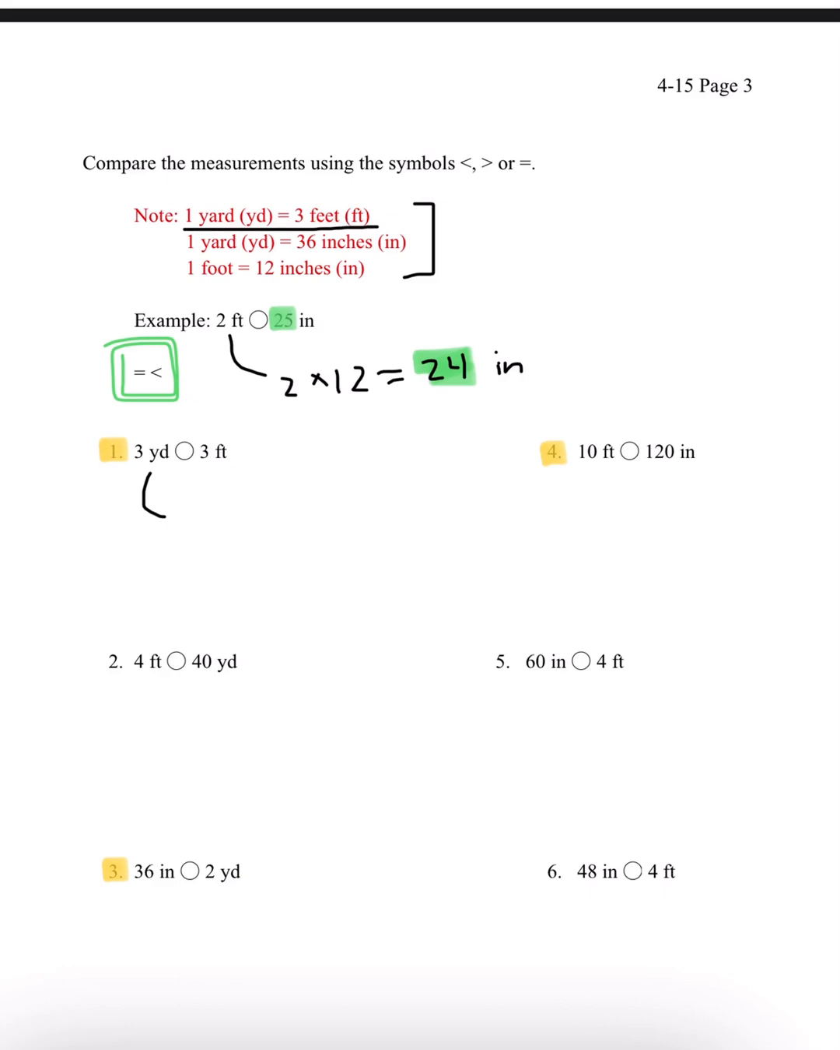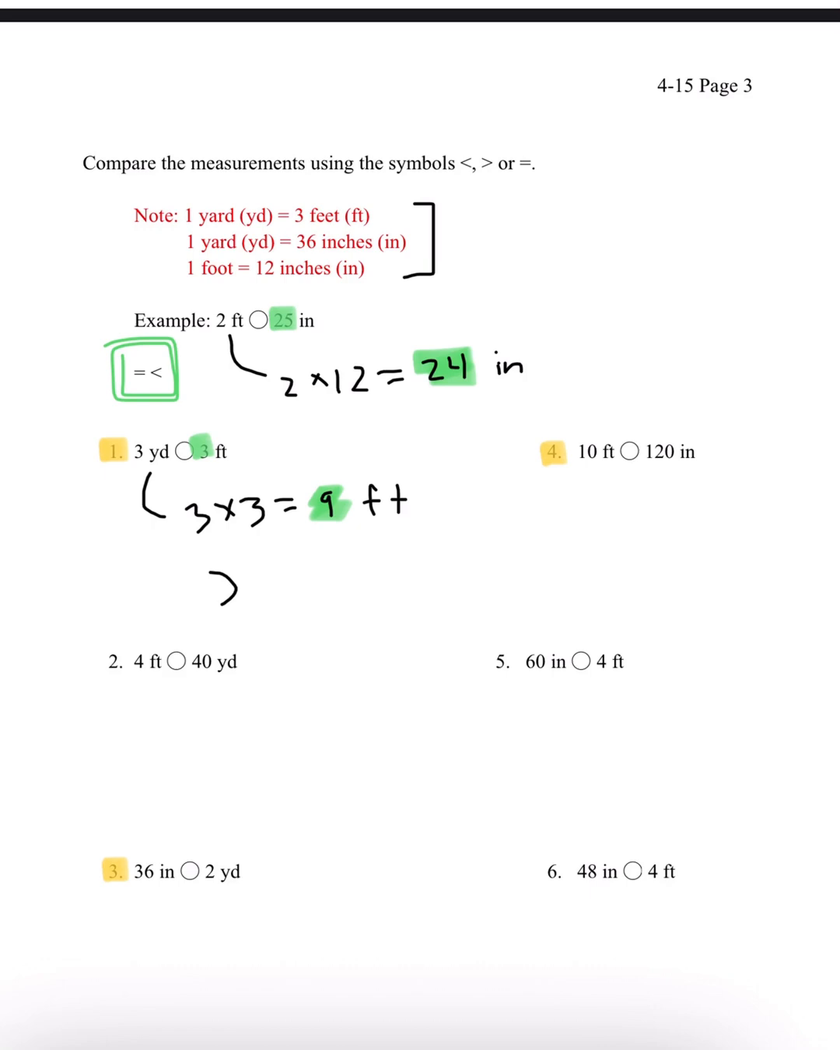1 yard equals 3 feet. So in 1 yard there's 3 feet, but there's 3 yards here. So we have to do just 3 times 3, which gives us 9 feet. And looking here again, clearly 9 is bigger than 3. So our answer is 3 yards is greater than 3 feet.